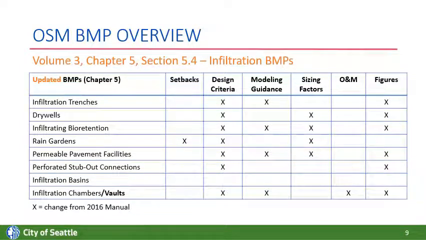So for Volume 3, Chapter 5, the infiltration BMPs, again, we're showing the changes that have been made with the X's for the new manual, and the only update was for an external reference to the stormwater manual for Western Washington in section 5.4.8 for infiltration basins. So you can see that there are no X's for the infiltration basins. That's the only change that has been made for that.